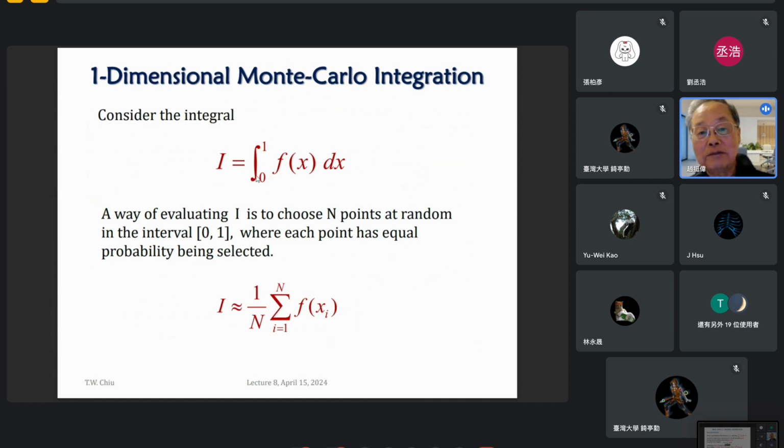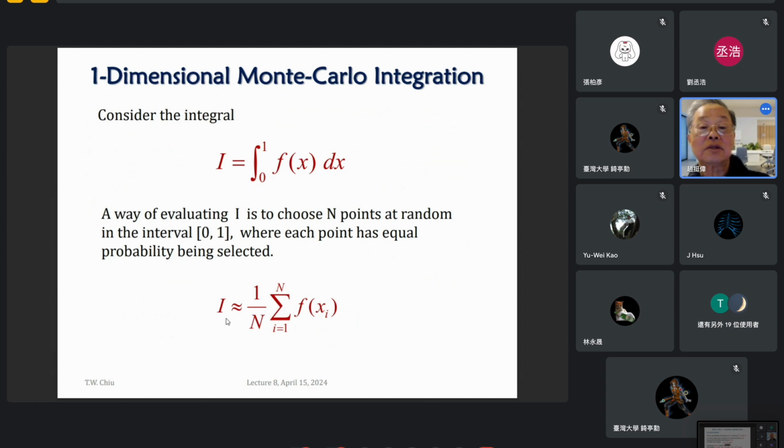So suppose I have the integral from 0 to 1 of f(x) dx, where f(x) is any function. For the Monte Carlo integration, I have N points, and I have to sample these points randomly between 0 and 1, with a uniform distribution. So each point has an equal probability of being selected. Then I evaluate f at each point, f(x_i), sum over them, and then divide by N. Then that is the answer.